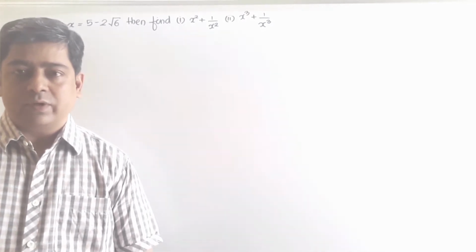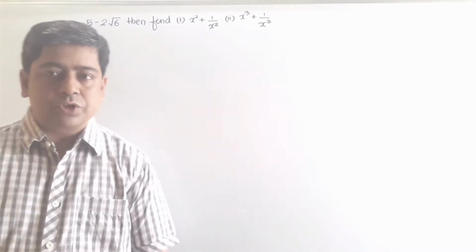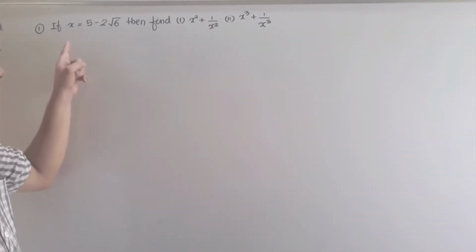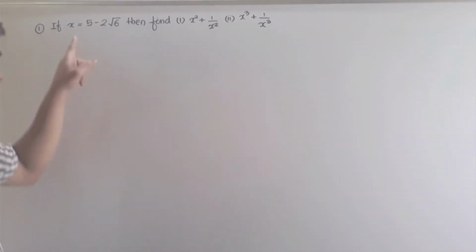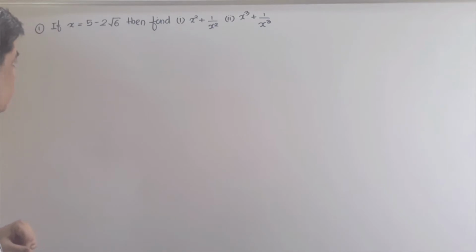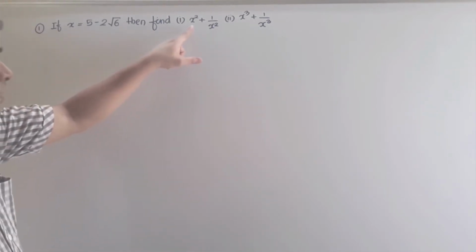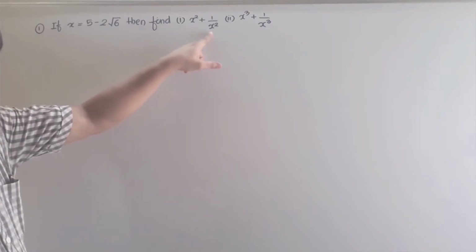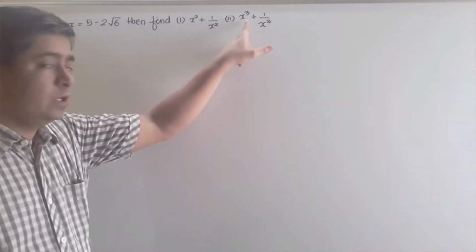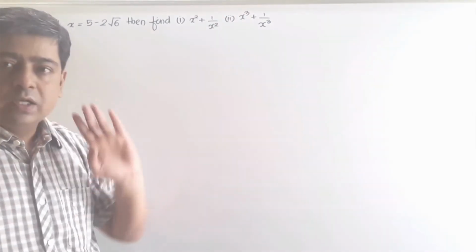So let us see the first question of today's. First question I am taking. As you can see, it is given that the value of x equals 5 minus 2 under root of 6. Then we have to find the value of x square plus 1 upon x square, and second, we have to find the value of x cube plus 1 upon x cube.